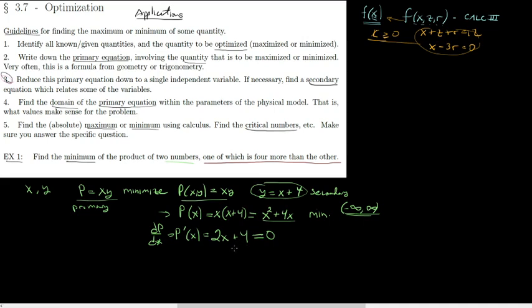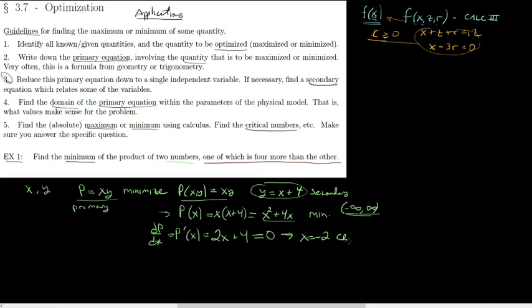Negative 2. I'm looking at this and I'm thinking maybe I messed up somewhere. One of which is 4 more than the other. Okay, I think this is correct, right? So this gives us a solution of x equals negative 2. So that's our critical number, right? That's our only critical number here.